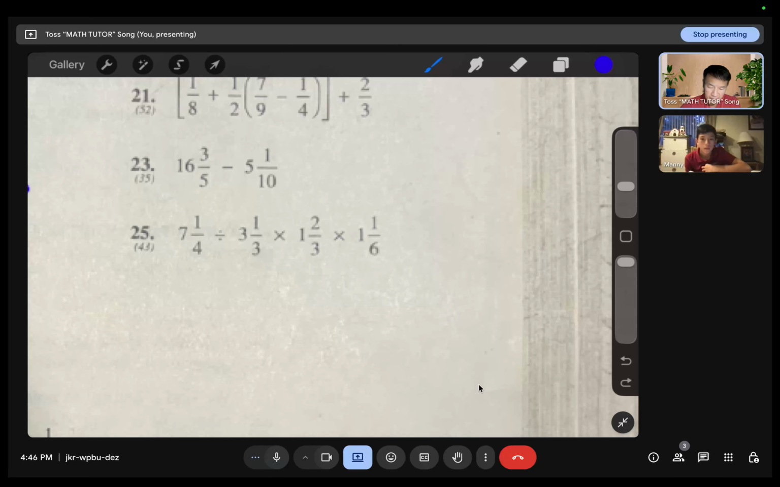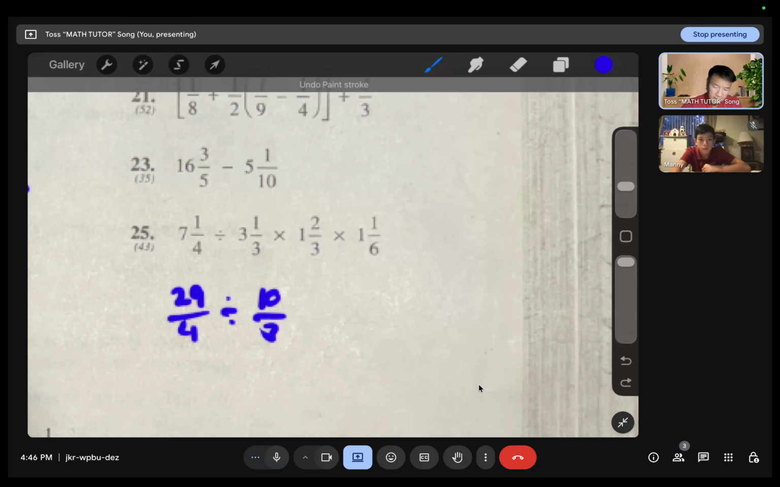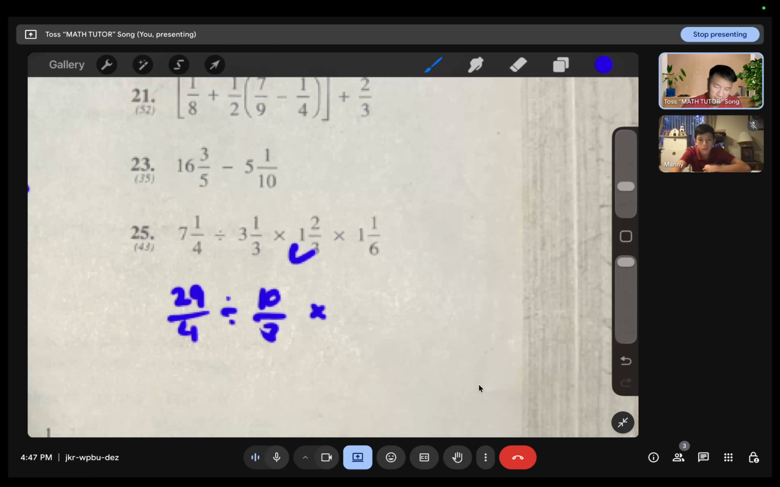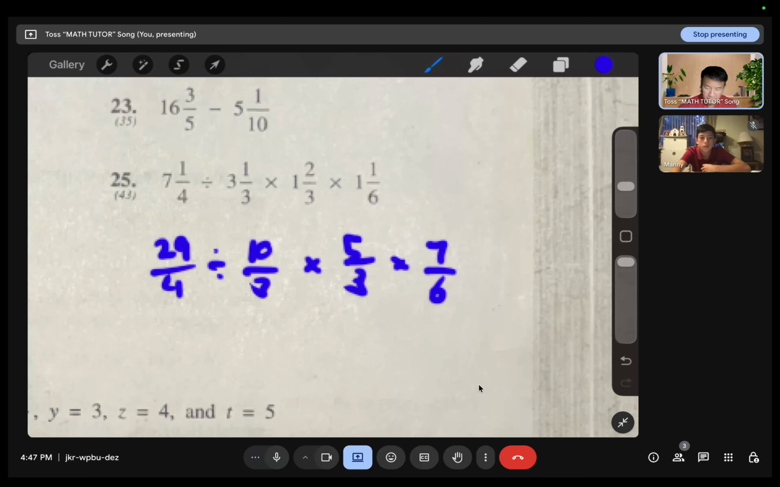Let's have a look at this one quickly. So 29, 7 times 4 is 28. 29 over 4 divided by 10 over 3. 3 times 3 is 9 plus 1 is 10. 3 times 1 is 3 plus, so it's 5/3. You're not going to flip-flop any of these back here, okay? Oh, I'm sorry, only this one. Then you got 6 times 1, 7, 6. So then here's the layout that I would work off from.